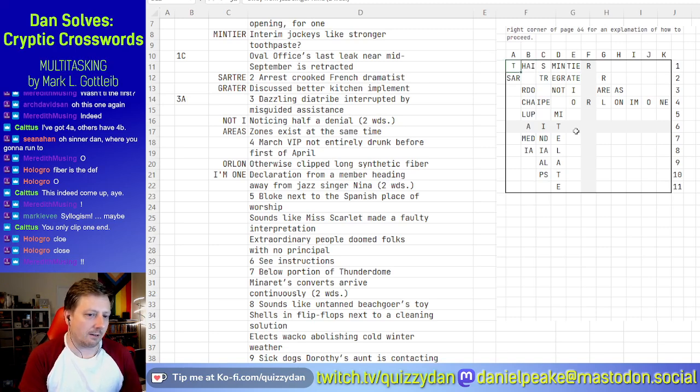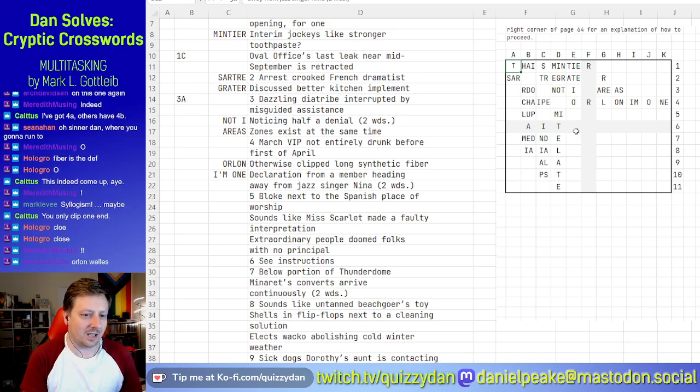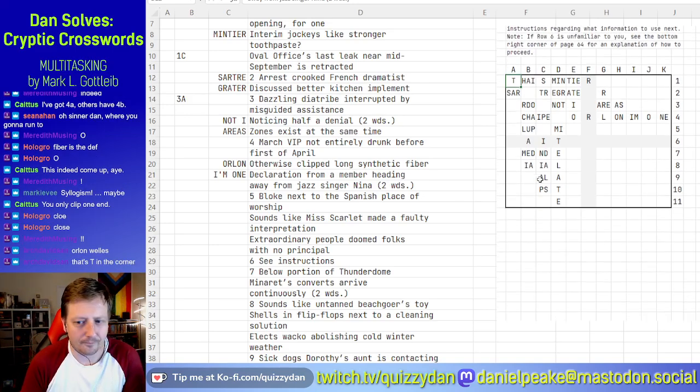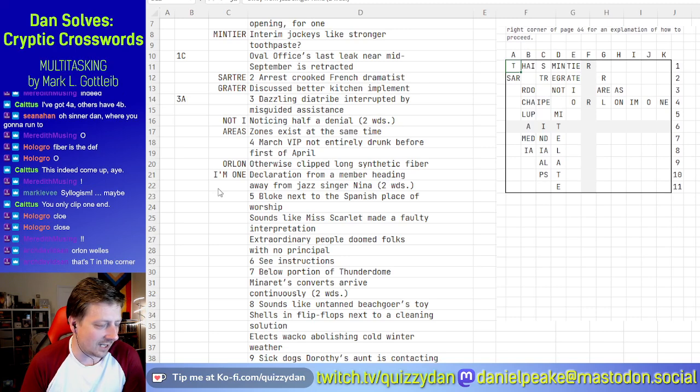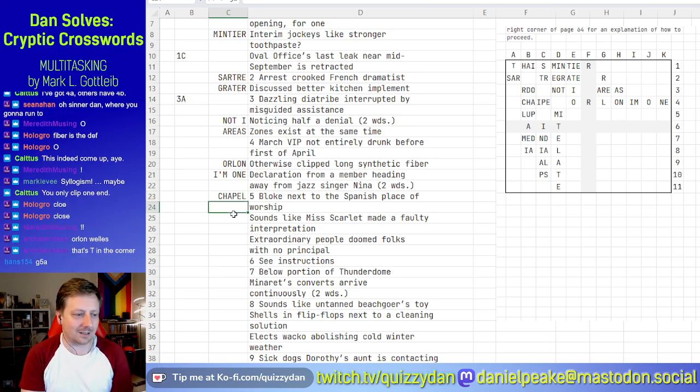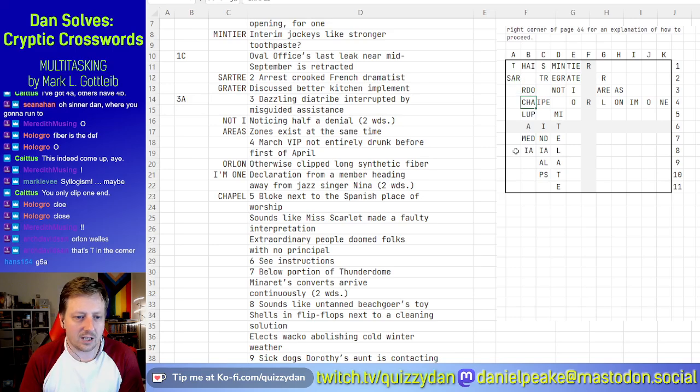The only one that I'm certain about is that T in the top left. So at the moment it's easy to tell, but at the moment that hairdo may be right, but difficult to tell. That's T in the corner. Excellent. Bloke next to the Spanish place of worship. Chapel. Bloke is a chap. L is the Spanish place of worship. Is a chapel. Boom. Job's a good one. Why have we got CHA there? Oh, because it's from there, from Chalupa. So that's not going to help. But we're going to have chapel here.